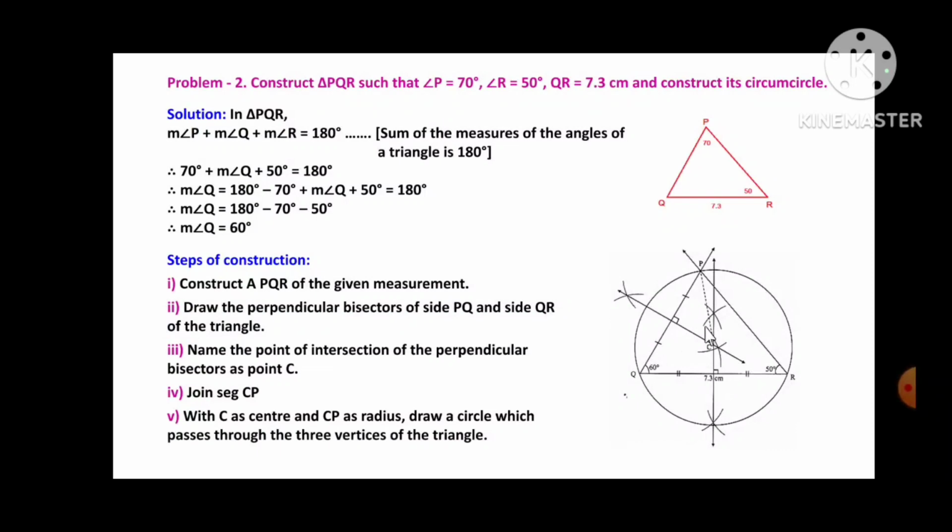Draw the perpendicular bisectors of the sides PQ and QR. Name the point of intersection of these perpendicular bisectors as point C. Join CP, the dotted line shown here. It is the radius. Draw the circle which passes through the three vertices of this triangle, indicating that this is the circumcircle.